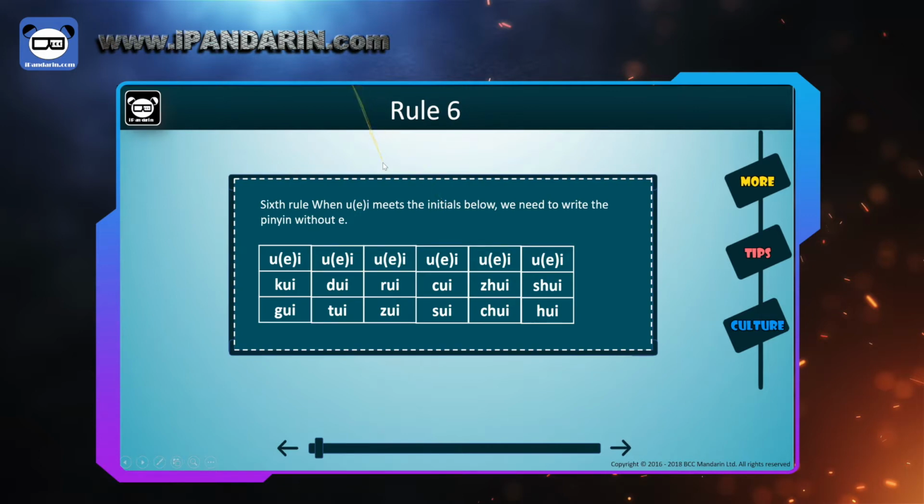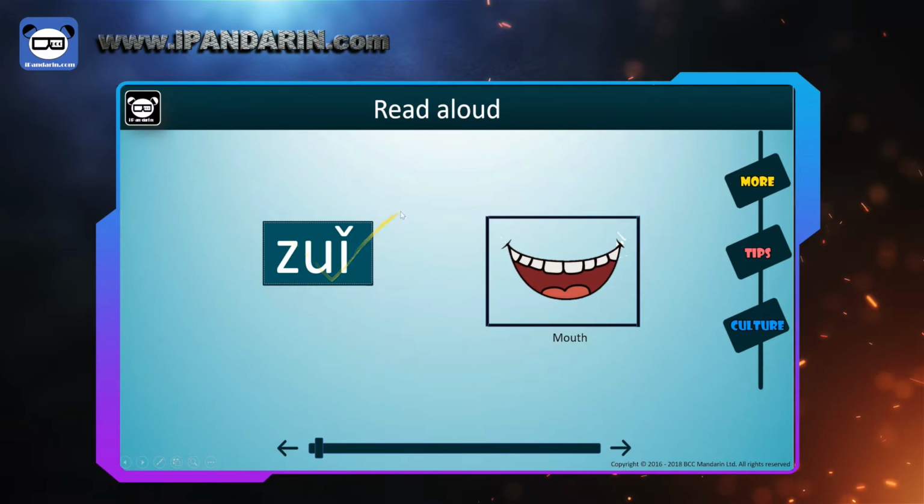Rule number 6. When final wei meets the initials below, we need to write the pinyin without e, so 亏, 堆, 瑞, 催, 追, 睡, 归, 推, 追, 虽, 吹, 挥. For example, the syllable 嘴, which means mouth in Chinese, when we write it, we remove e in the final. It's written like this, pronounced as 嘴.